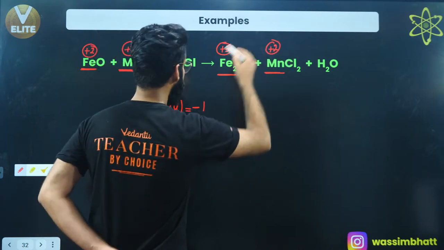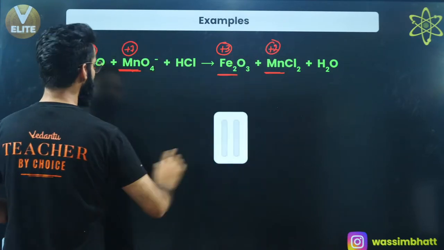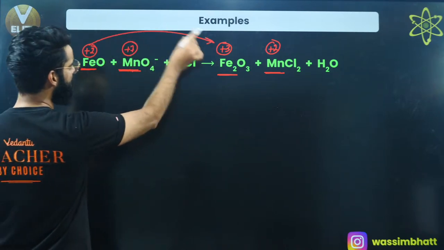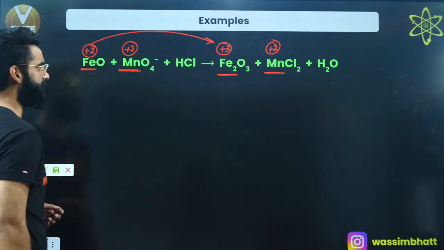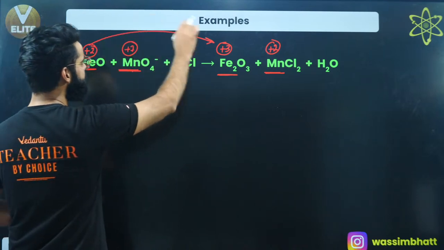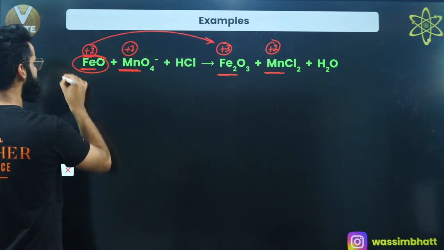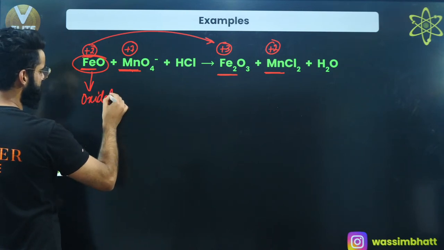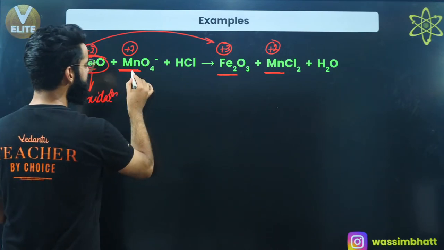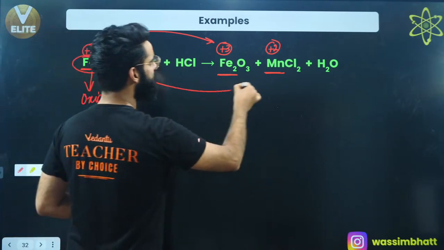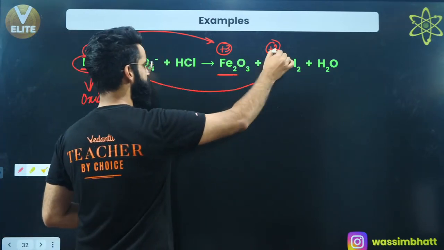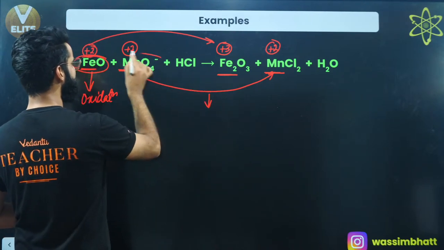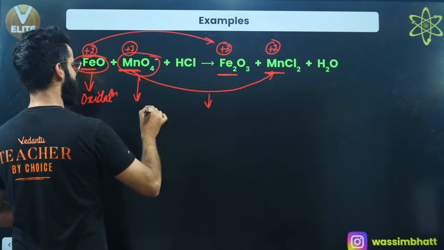Now people, have a look properly. Is the oxidation state of iron increasing or decreasing? Oxidation state of iron, plus 2 to plus 3, it is increasing. Iron is undergoing increase in the oxidation state, and increase in the oxidation state is what we call oxidation. So I'll say this compound undergoes oxidation. Similarly, manganese is changing its oxidation state from plus 7 to plus 2. Decrease in the oxidation state. Decrease in the oxidation state is what we call reduction, right? So I'll say this MnO4 negative is undergoing reduction.